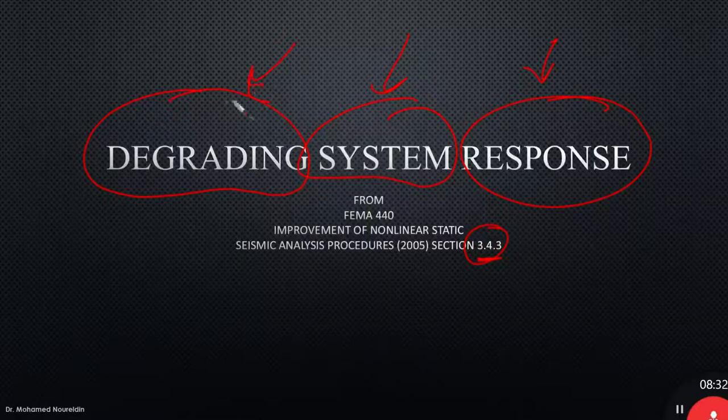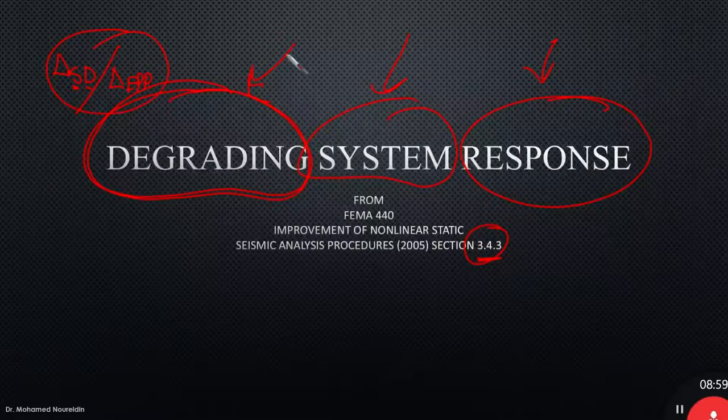So the word degrading here, I think you have understood now what it means, because we are going to use the maximum response coming from the stiffness degraded system, and we are going to obtain the ratio or compare it with the maximum response of a single degree of freedom system coming from the reference model or hysteretic rule, which is EPP. So this is the meaning of the word degrading.